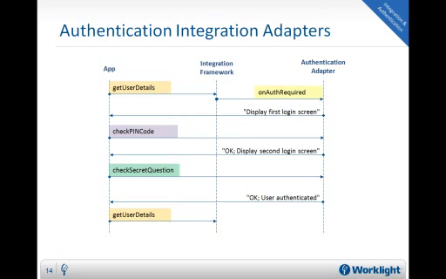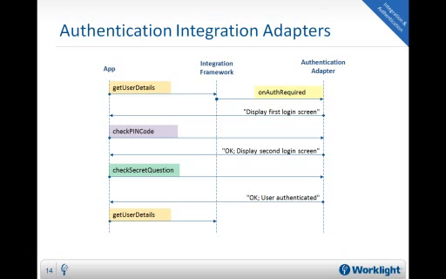So maybe let's follow this example of a multi-step login process with a PIN code and a secret question and see how it is driven by an authentication adapter. So imagine your app needs to retrieve some sensitive user details exposed by some adapter. When it invokes some adapter's procedure, the Worklight server recognizes that the user session is not yet authenticated and invokes a procedure of your choice in the authentication adapter. In this case, it's called on-auth required.